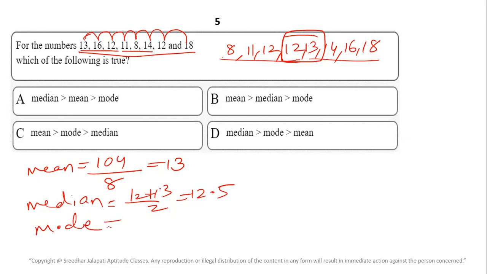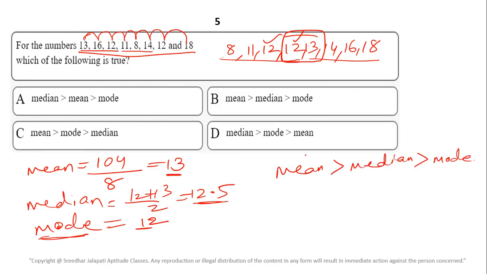Next, mode. Mode is the element which occurs more number of times in the group. Here 12 occurs 2 times. So mode is 12. So mean is 13, median 12.5, mode 12. Clearly mean is greater than median, which is greater than mode. So the answer is option B. This is one way of answering.